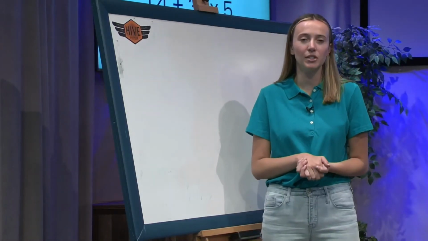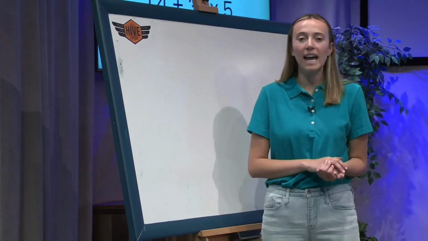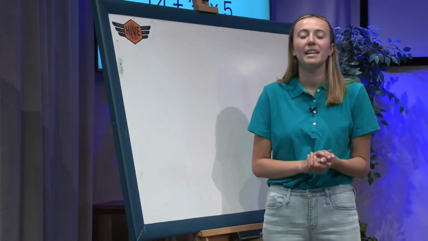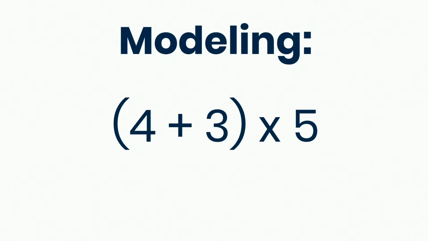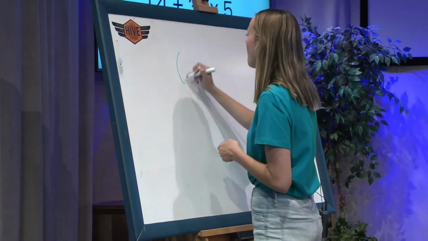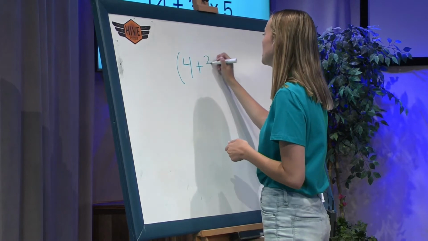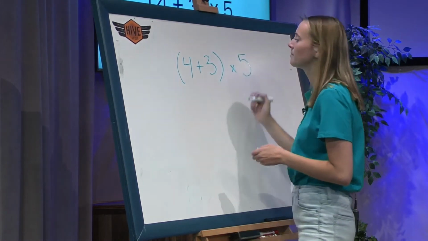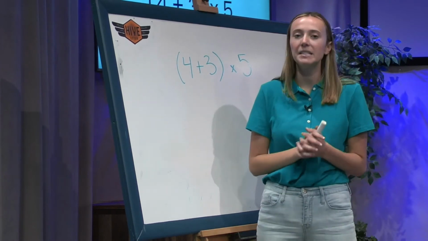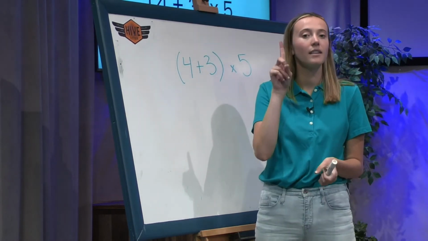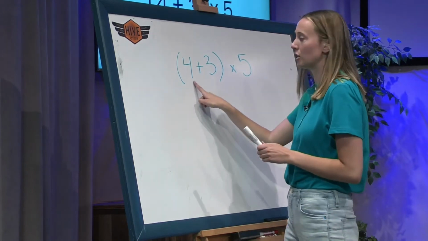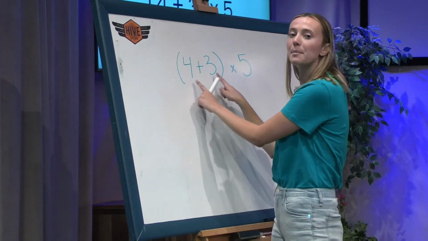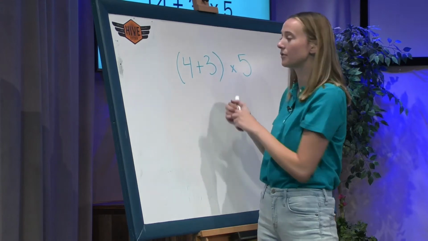Okay, if you have a pencil or a piece of paper, feel free to get it out and do this problem with me. This problem says 4 plus 3, in parentheses, times 5. So let's write that down. 4 plus 3, make sure it's in parentheses, times 5. Remember, parentheses means you need to do it first. So let's do 4 plus 3, because it is in the parentheses first.